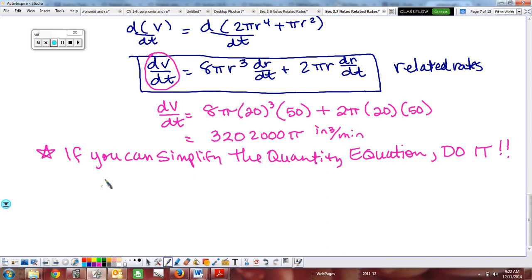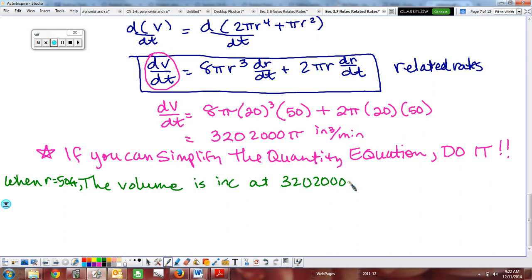And then just to finish this one out, we should answer the question. Don't forget, when the radius is 20, the volume is increasing at whatever this value is, 322,000 pi inches cubed per minute.